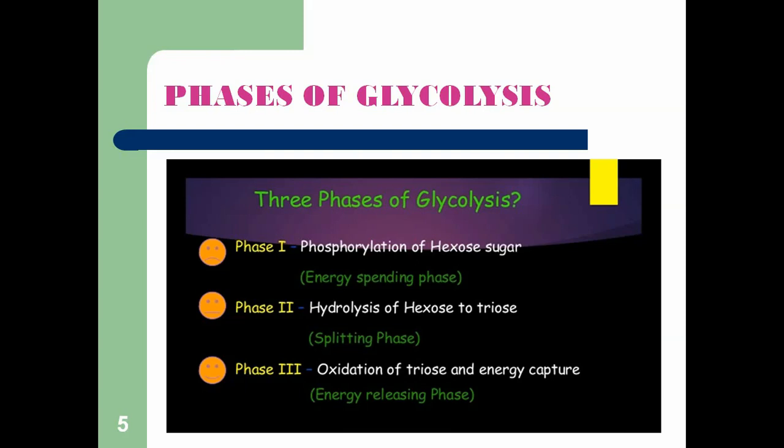Splitting phase basically cleaves the fructose 1,6-bisphosphate into two triose phosphates, that is glyceraldehyde 3-phosphate and dihydroxyacetone phosphate. Next, the payoff phase, or the energy generation phase, or the energy extraction phase, basically converts the triose phosphate, that is glyceraldehyde 3-phosphate, to pyruvate coupled with the formation of ATP.